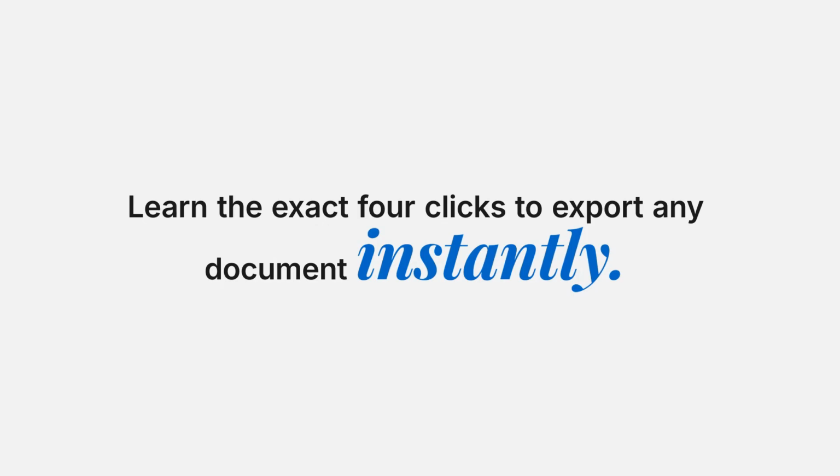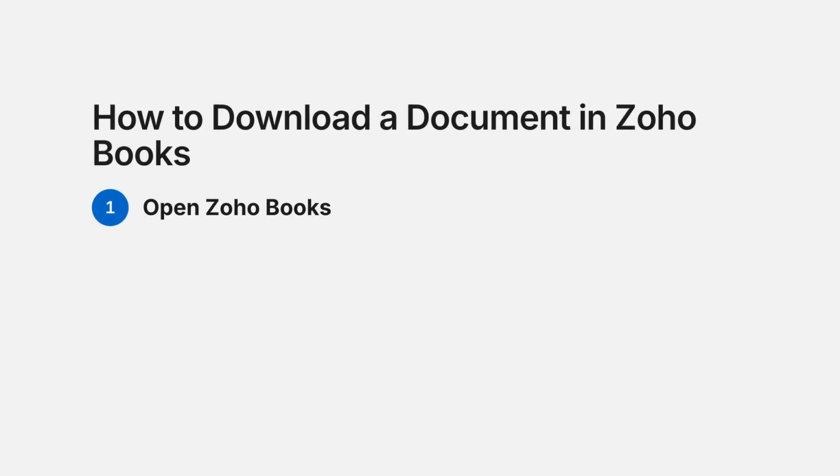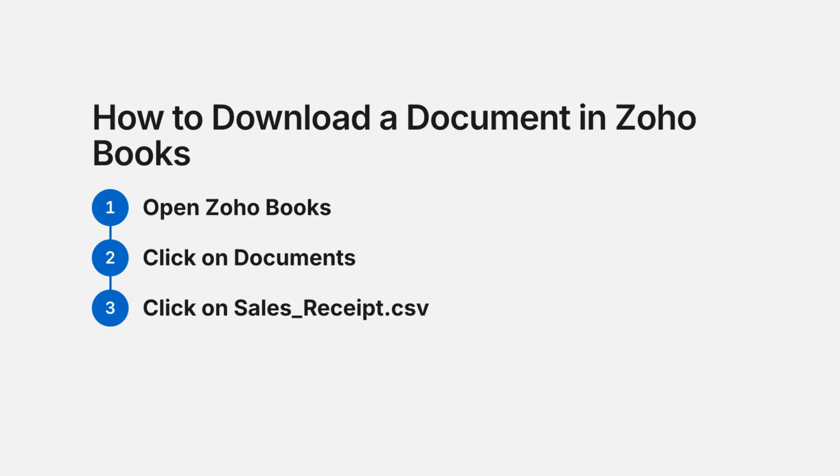Struggling to find the download button in Zoho Books? Learn the exact 4 clicks to export any document instantly. In this tutorial, I'll walk you through the simple steps to download a document. First, open Zoho Books, then navigate to Documents, select your file, and click Download.